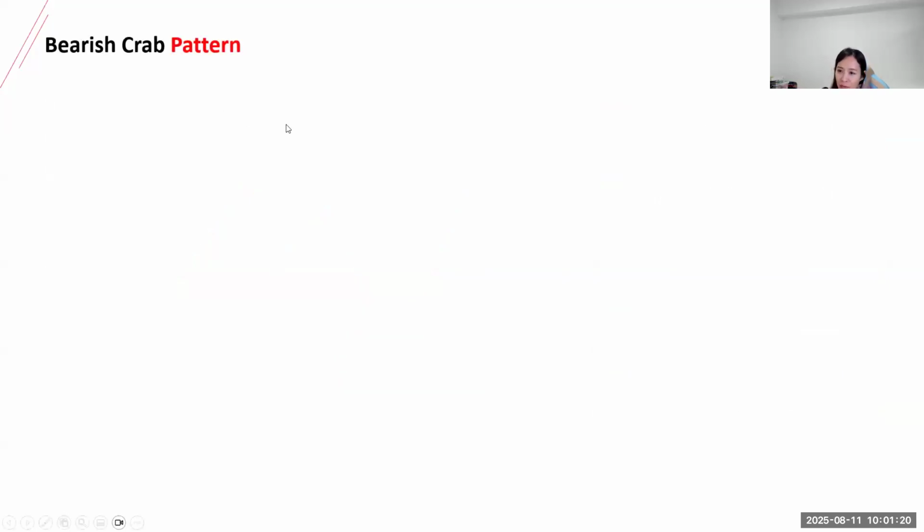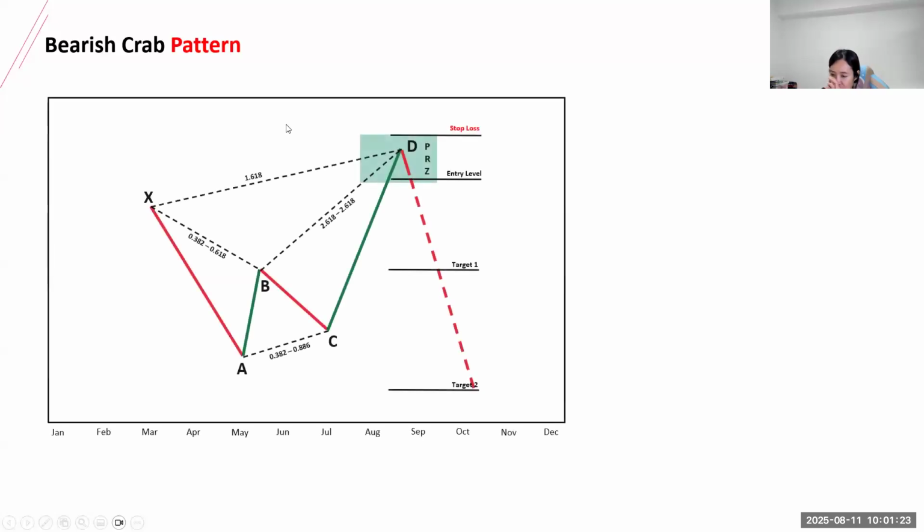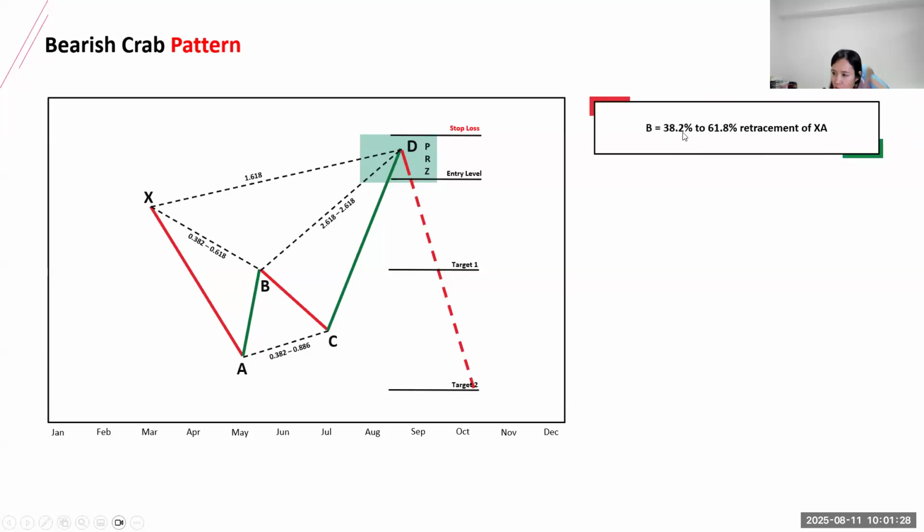And another one is the same, the bullet clap pattern. This one right here. We'll go quite quick. 38.2 to 61.8%. So how many patterns have we already covered? We already covered 3 patterns. What is pattern number 1? Butterfly, right? Butterfly, B retraces 78.6%. C can retrace anywhere between 38.2 to 88.6%.